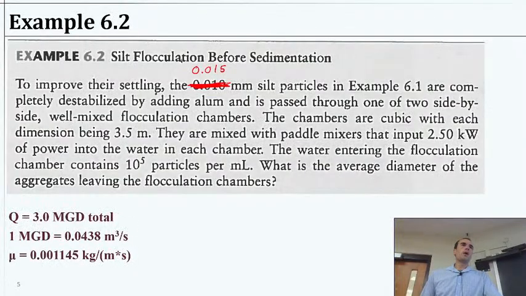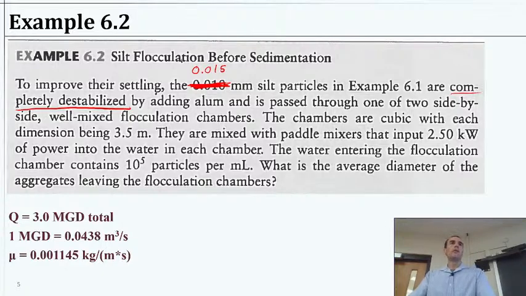Okay, but let's take a look at the problem itself, and I'll give you a little bit of time to work on it. To improve the settling of these particles, we are going to completely destabilize them by adding alum. So note that's a key word there. We just talked about it. That's telling us the collision efficiency. And it is passed through one of two side-by-side, well-mixed flocculation chambers.